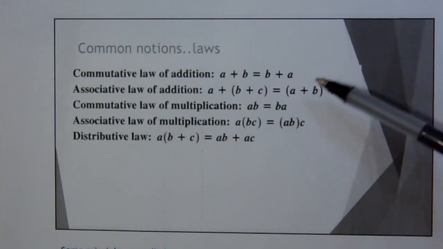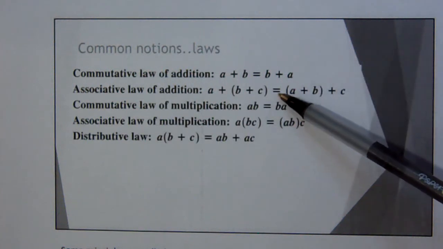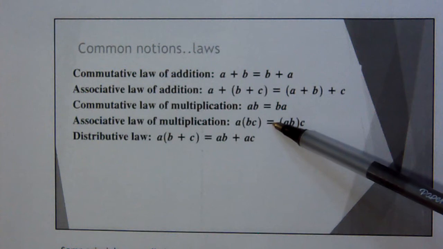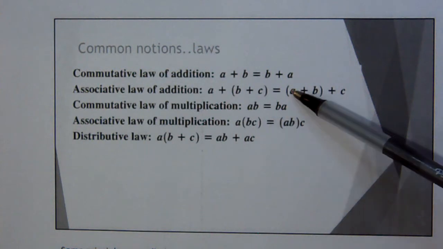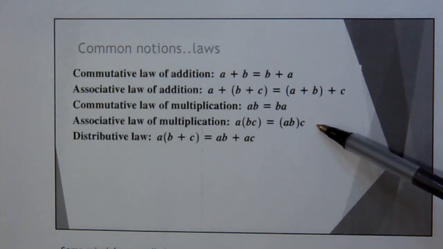Other principles deal with grouping, not changing in order. These are the associative properties of addition and multiplication. 3 plus (4 plus 5) is the same thing as (3 plus 4) plus 5, and 3 times (4 times 5) is the same thing as (3 times 4) times 5.